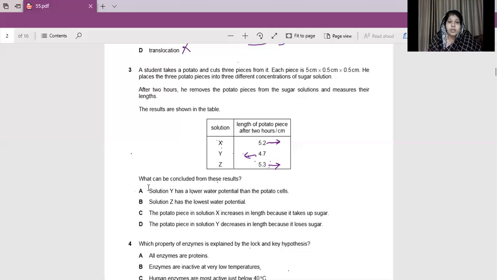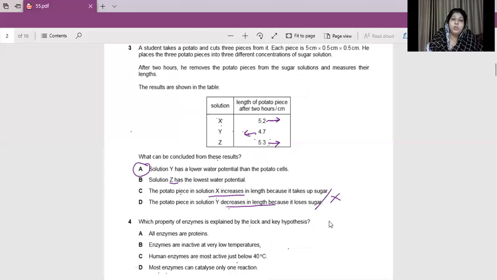You can check the other options also. They are not applying. Z has the lowest? No way. Potato pieces Y increases in both lengths because it takes up sugar? No way. It is related to the sugar, but the most important point here is that you have to know the water potential.